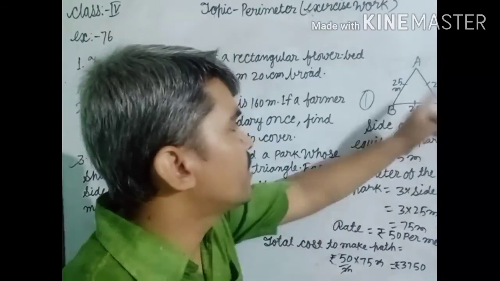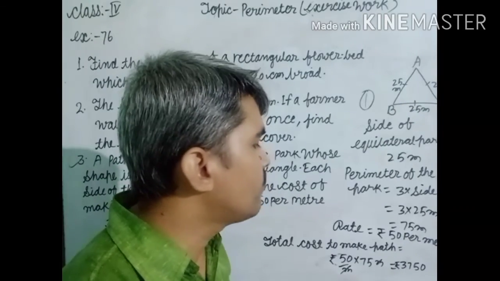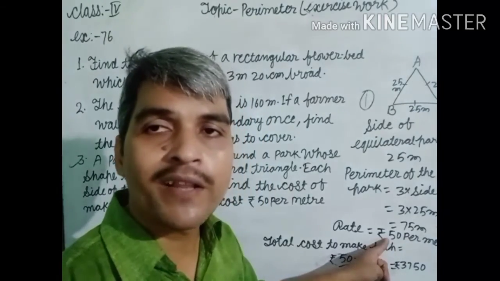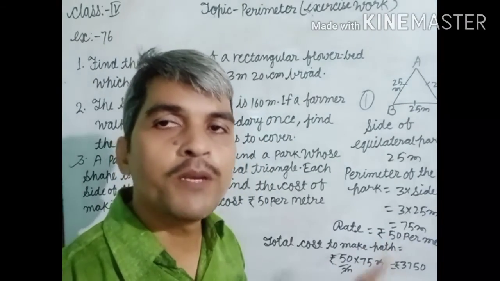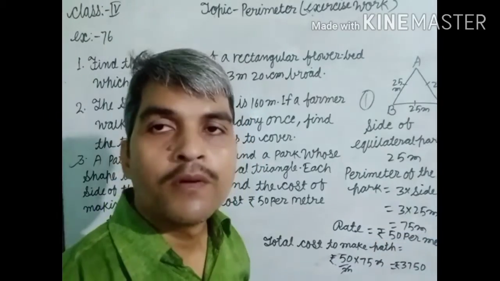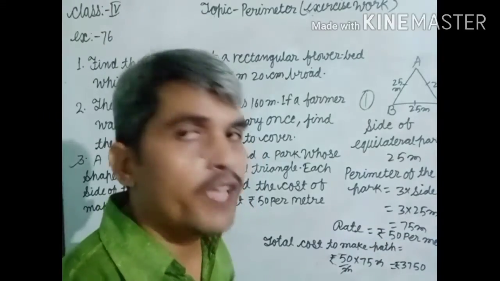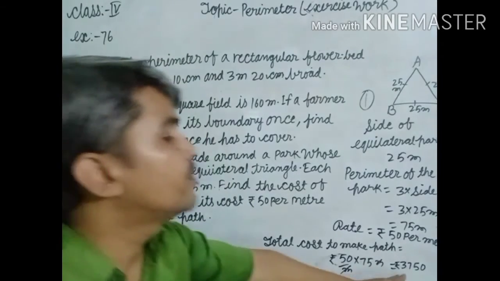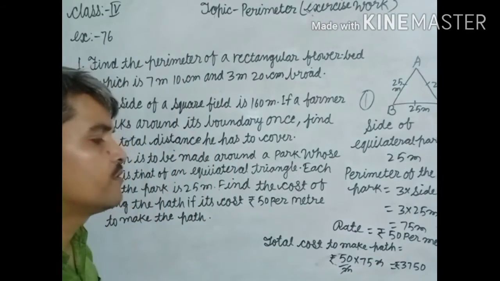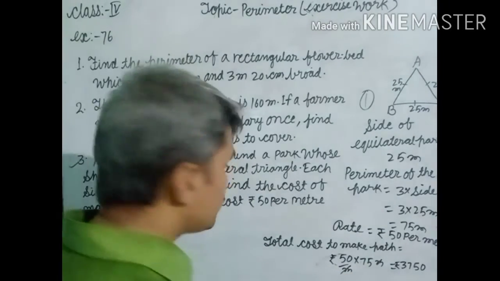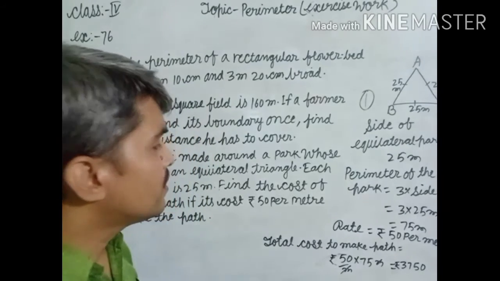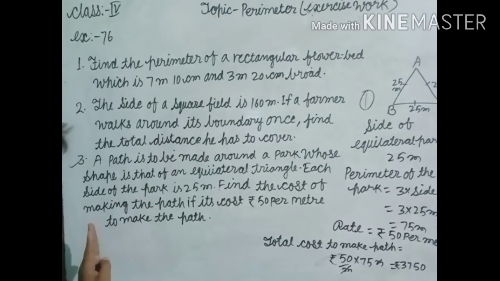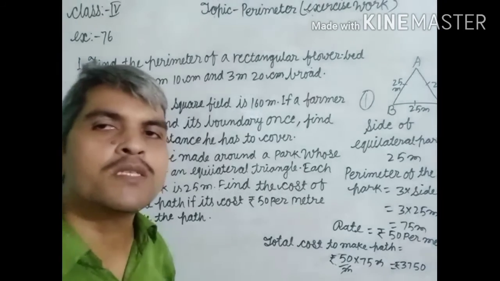Total cost to make the path. That means when you multiply the given data, rate per meter 50 rupees, 75 meters to make the path, 3750 rupees. So dear students, this is one equilateral type question, finding perimeter, and one question.